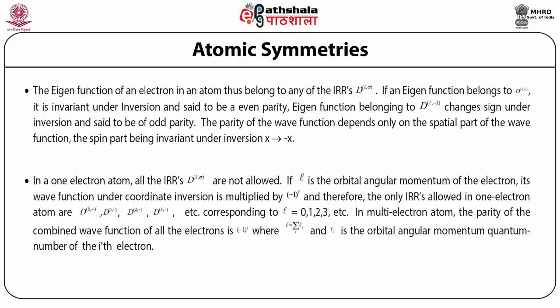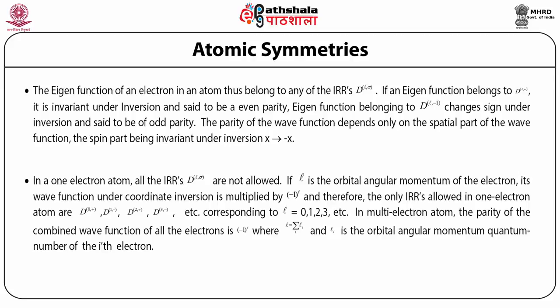If L is the orbital angular momentum of the electron, its wave function under coordinate inversion is multiplied by minus 1 to the power L. I guess you are already familiar with this. Therefore, the only irreducible representations allowed in one electron atoms are D0 plus, D1 minus, D2 plus, D3 minus, etc., corresponding to L equal to 0, 1, 2, 3.